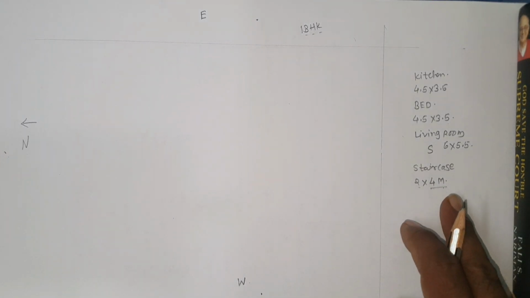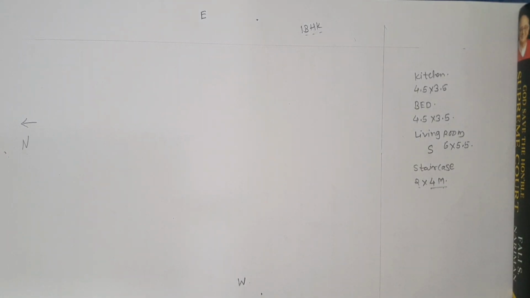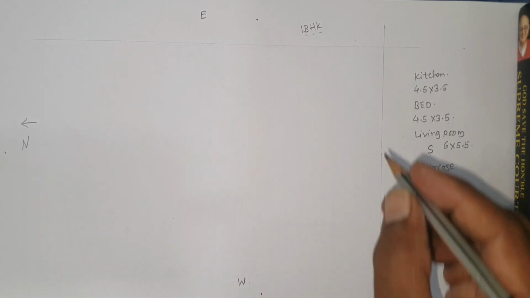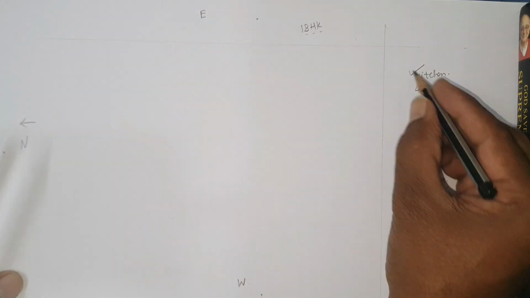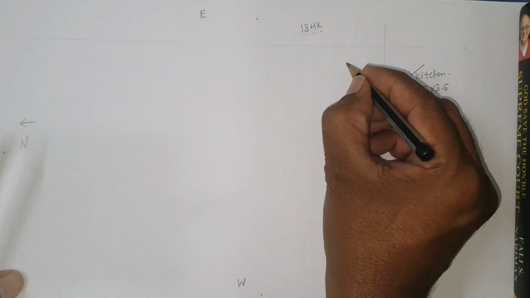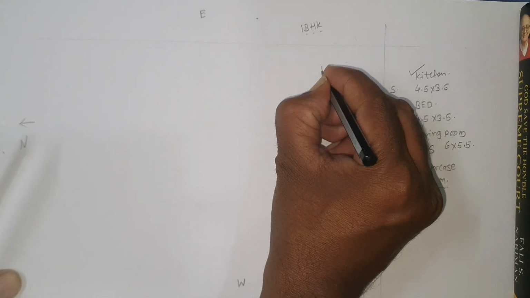So with reference to these dimensions, let us start to draw a line plan. First is the kitchen. We have Vastu Shastra and it says that the kitchen should be located towards the southeast corner, meaning this corner. So this is the location for the kitchen.